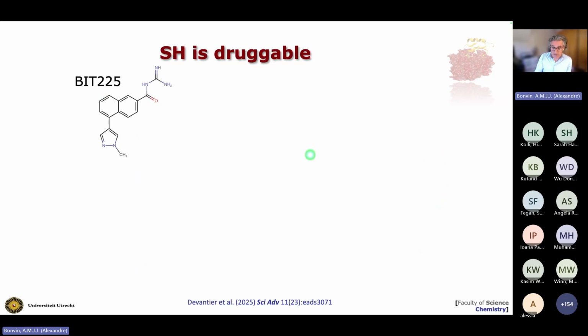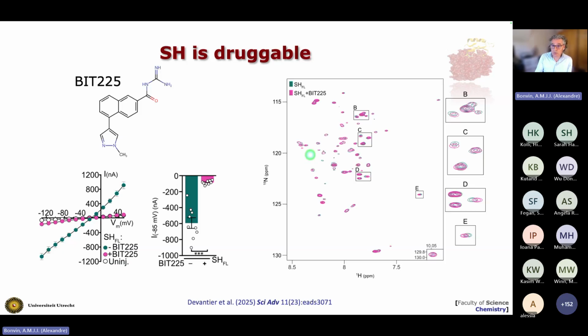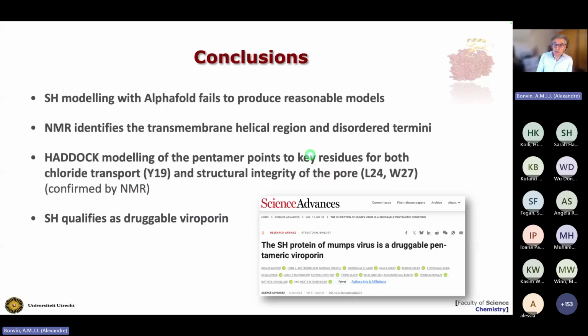And then you can even drug these systems. So this is one molecule, where the work was done in Copenhagen, where you can block the conductance of the channel by adding this drug. You can also monitor the binding by NMR. So this established this SH protein as a possible drug target to derive antiviral compounds. And here, HADDOCK modeling, physics-based modeling, was key to generate models that can generate hypotheses, and more plausible models than what AI was giving.